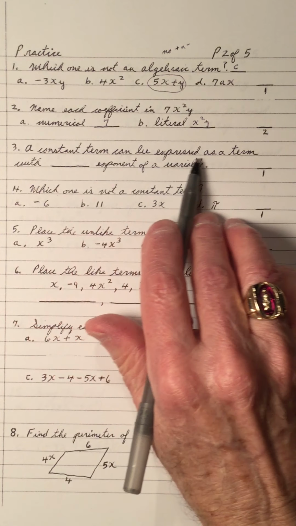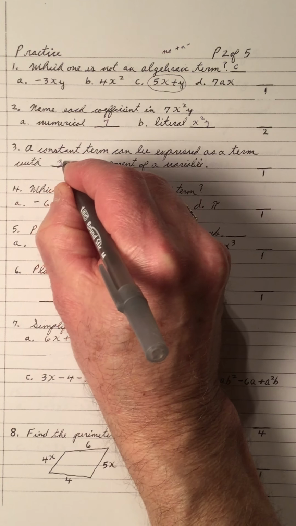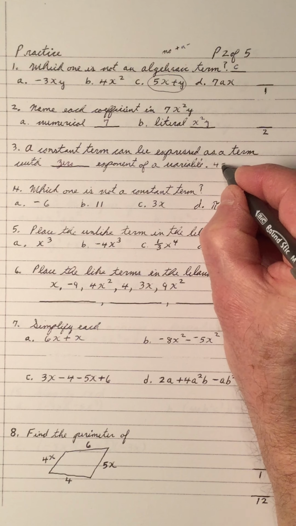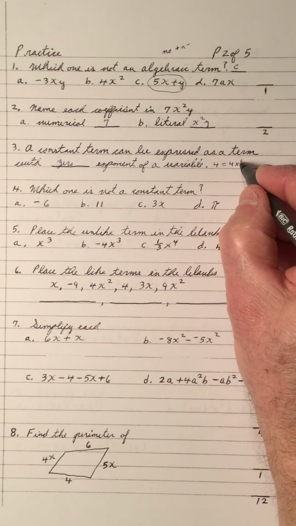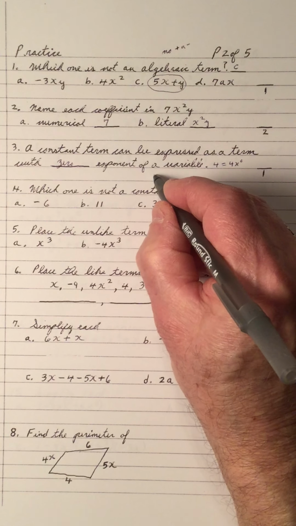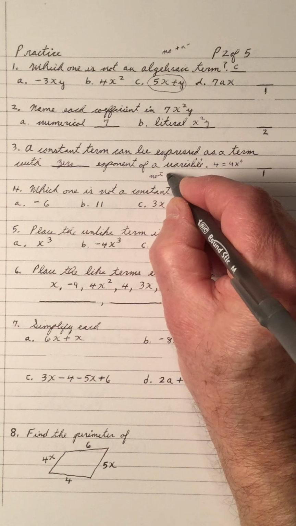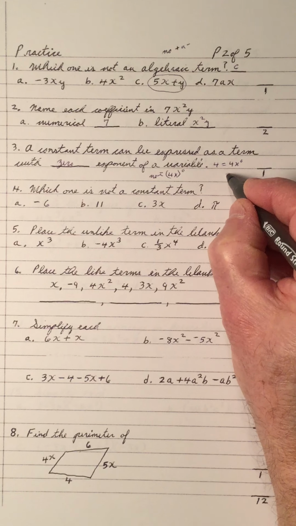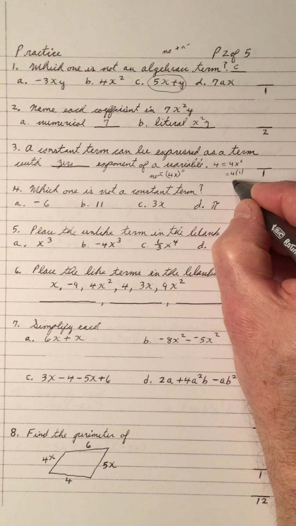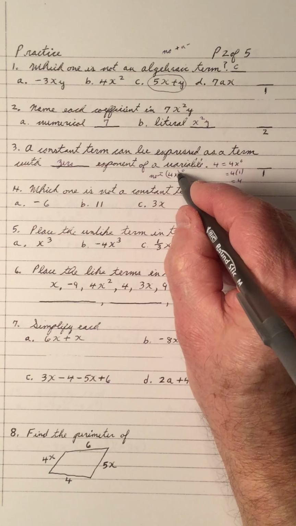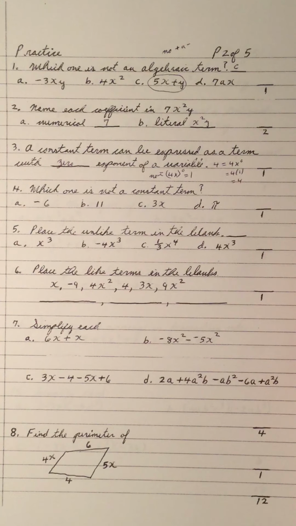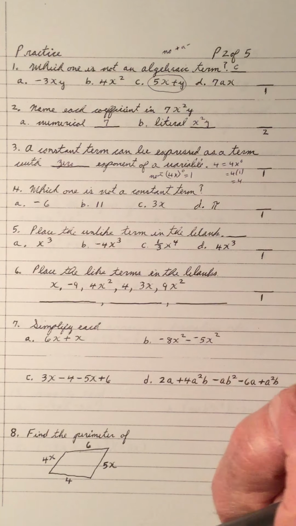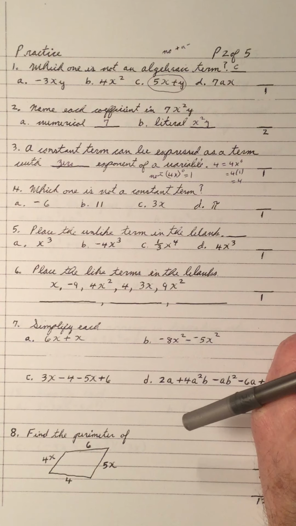A constant term can be expressed as a term with 0 exponent for the variable. Example, if you take a 4, then a 4 could be 4x to the 0. Notice 4x to the 0. It's not 4 to the 0. The 0 here is only with the x. So that's 4 times 1. That's why it's a 4. But 4x in brackets to the 0 is just a 1. Be careful. So a constant term has a 0 exponent on the end. That's why it's always on the right when you're writing descending order.